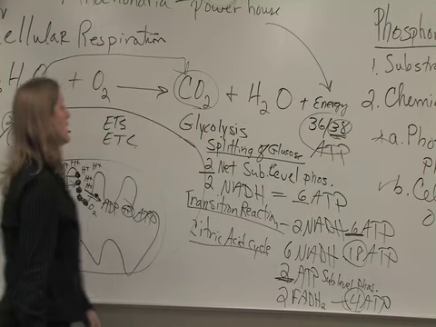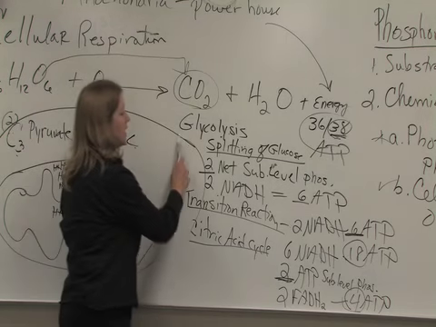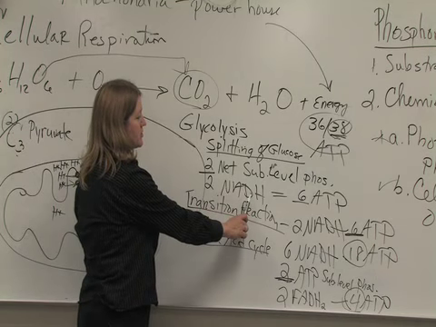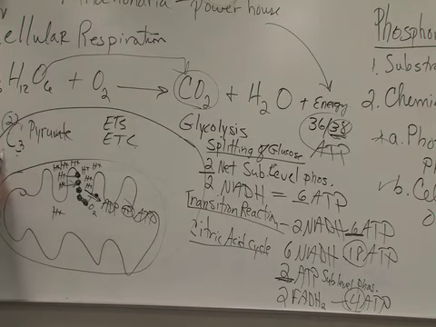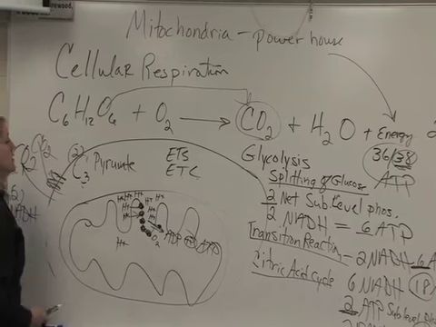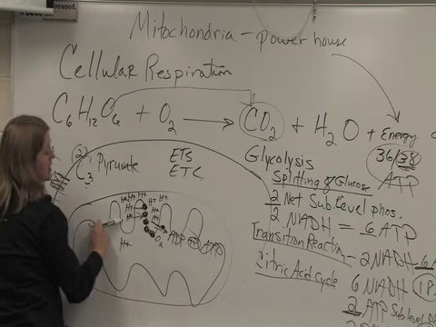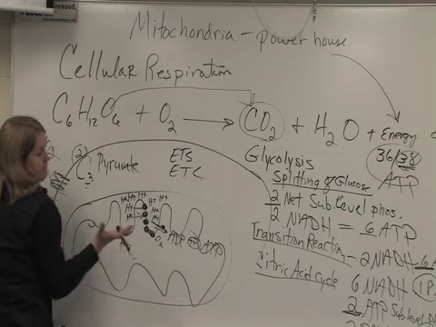Other cells of the body, for some reason, these glycolysis NADHs, because they're out here in the cytoplasm, all the rest of them have been made in here. Those glycolysis NADHs, they come in at the FADH level for some reason.